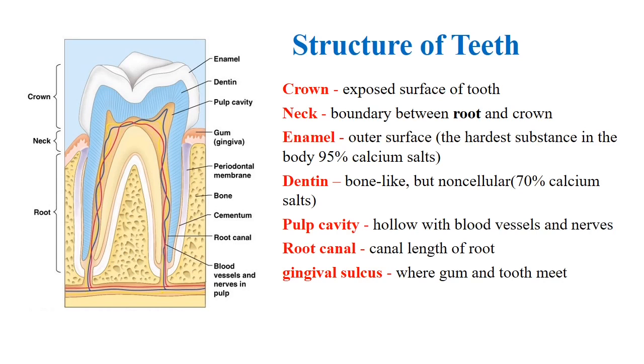Then the root canal, the canal along the length of the root, and the gingival sulcus where the gum and teeth meet. So these are the structures of the teeth, and you can see in the figure there are three main parts: crown, neck, and root. In the crown there is enamel, dentin, and pulp cavity. The neck is the boundary between the root and crown. In the root there is bone, then the root canal and the gingival sulcus.